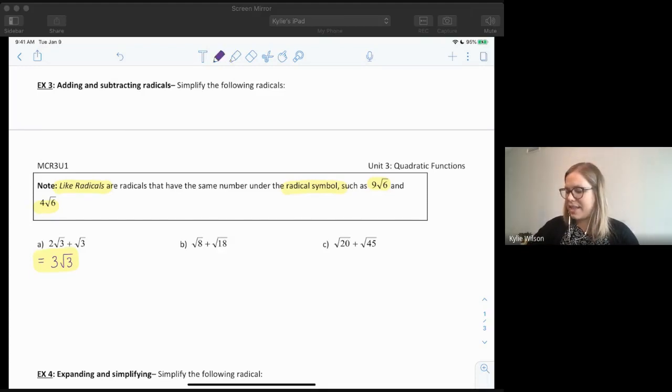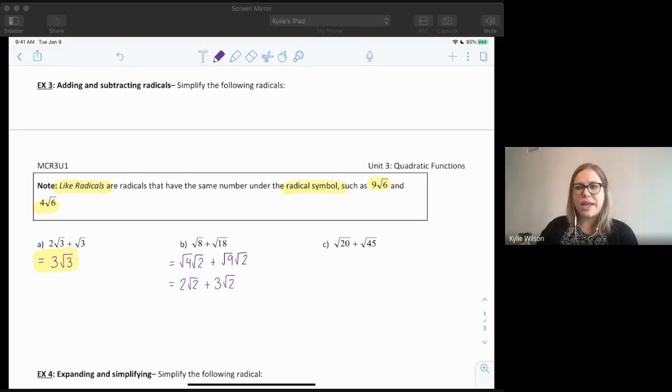Next, I have root 8 plus root 18. So the first thing we're going to do is we're going to go through and simplify this, and then we'll see if there's anything we can add. So the first thing we do to simplify is we think if we can divide 8 by any of our perfect squares, and we can divide it by 4. So we'll have 4 and 2. And then 18, we think if we can divide it by any of our perfect squares, and we'll have 9 and 2, like this. So that will give us 2 root 2 plus 3 root 2.